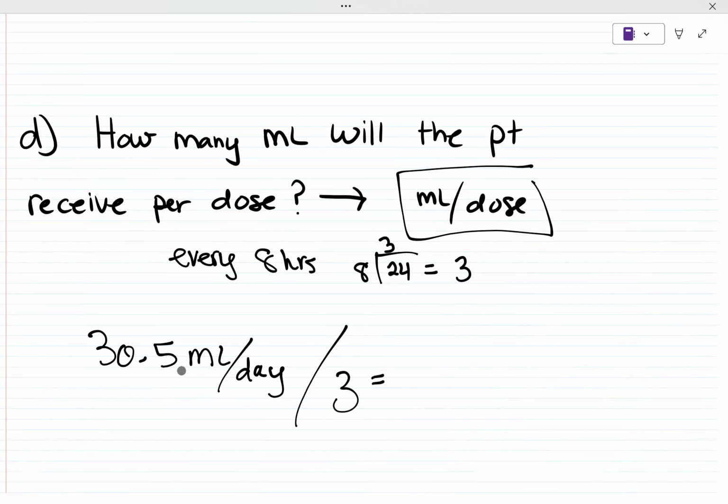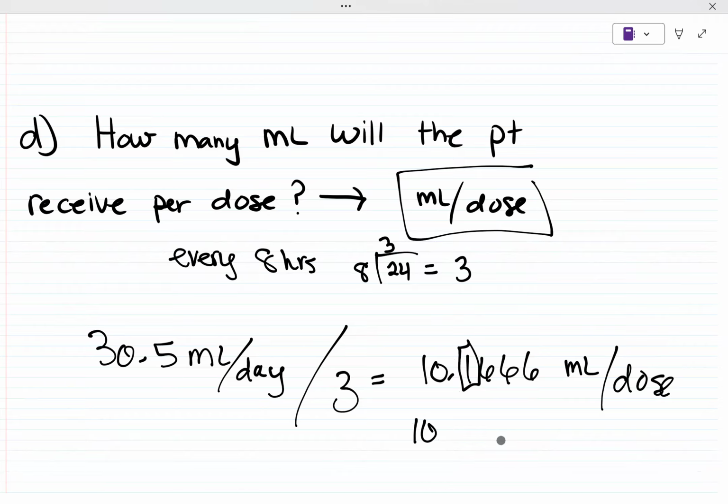So what's 30.5 divided by 3? 10.1666. And then it's just going to be milliliters per dose. And then it says we have to round to the nearest tenth, so 1 is the tenth. So it's going to be 10.2 milliliters per dose.